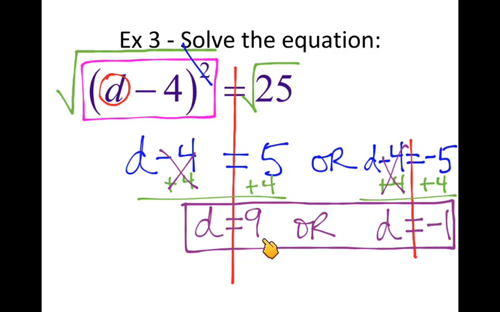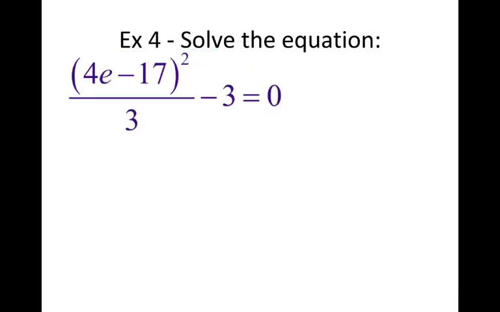All right, so if we were to check our answers here, we put 9 in for d. If we put 9 in for d, we have 9 minus 4 is 5, and then we square it. What's 5 squared? We get 25. That one works, right? If we put negative 1 in for d, what's negative 1 minus 4? Negative 5, and what's negative 5 squared? 25. And that one works also, right? So since they both work, we need to give both answers.